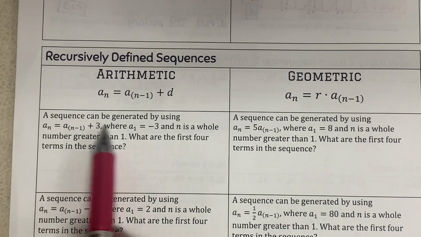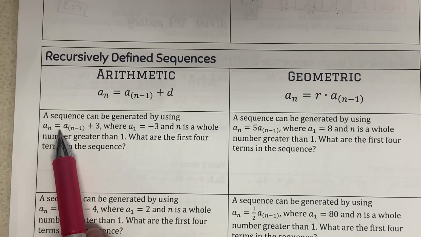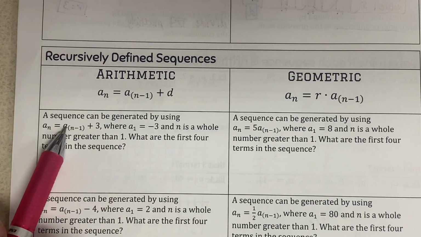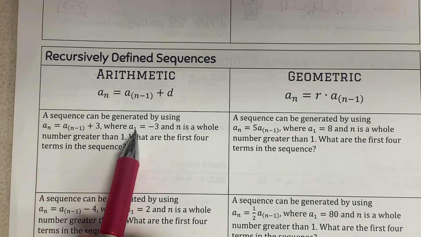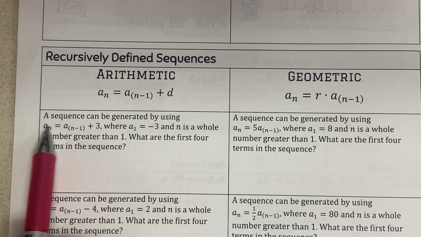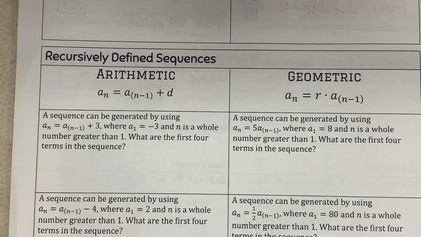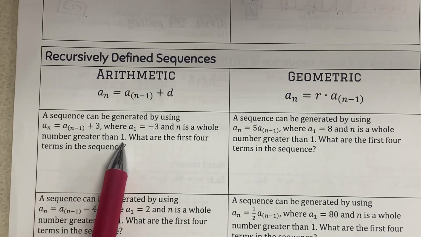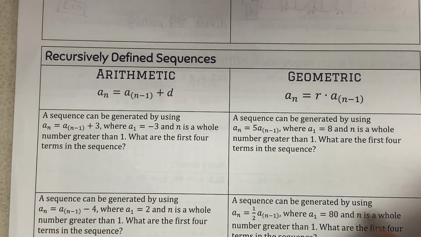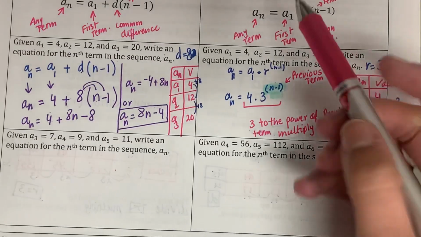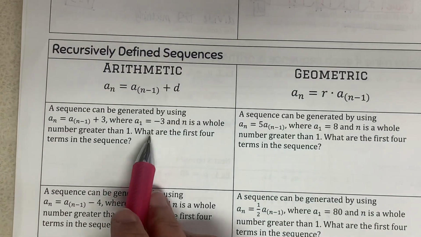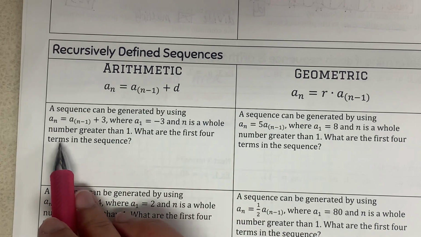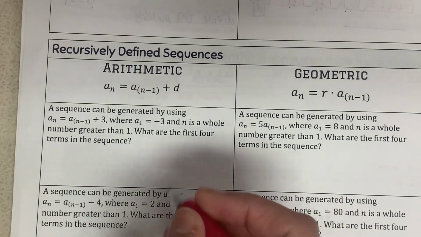It says a sequence can be generated by using a of n equals a n minus 1, that means previous term, plus 3, where a1 is negative 3. So if I read the whole thing, and n is a whole number greater than 1, because you already know that it starts at 1 and then 2, 3, 4, 5. So it has to be that. What are the first four terms in the sequence?